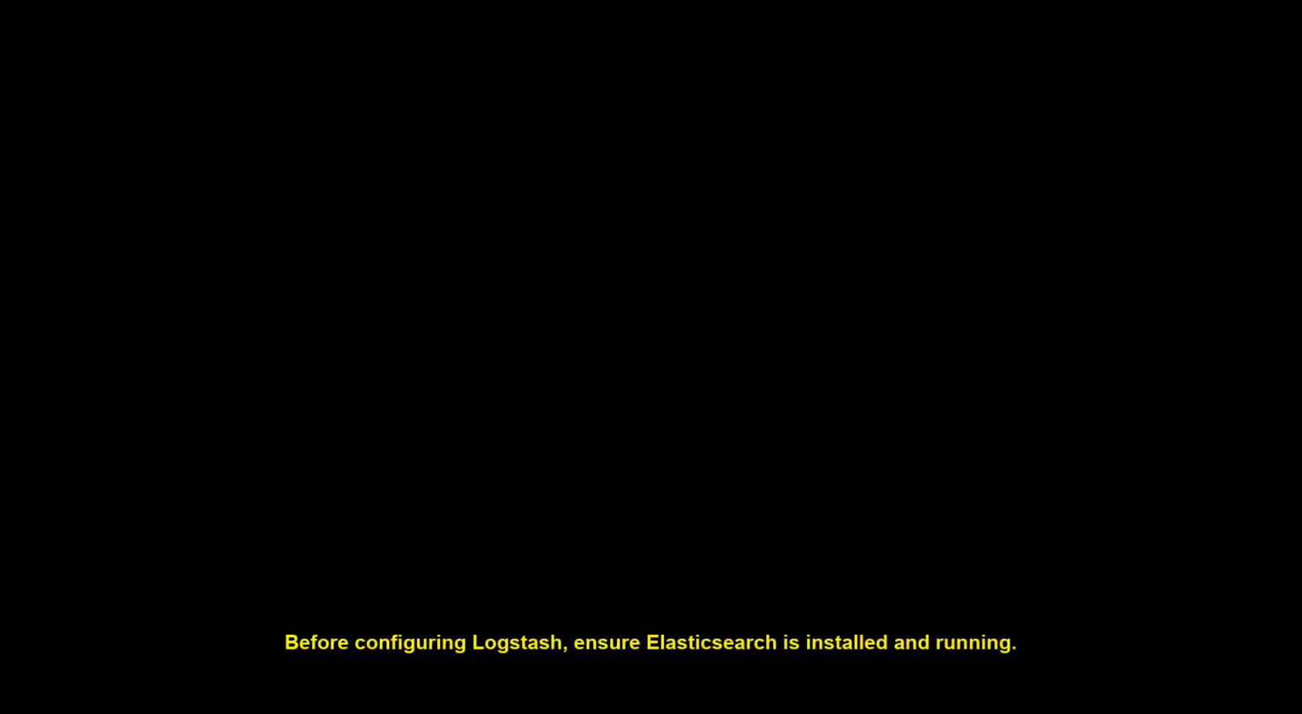Before configuring Logstash, ensure Elasticsearch is installed and running. Download Elasticsearch from the official Elastic website if it's not already installed. After installation, start Elasticsearch using the command ./bin/elasticsearch on Unix-based systems. For Windows, navigate to the bin directory and run elasticsearch.bat. Once Elasticsearch is up and running, we can configure Logstash.